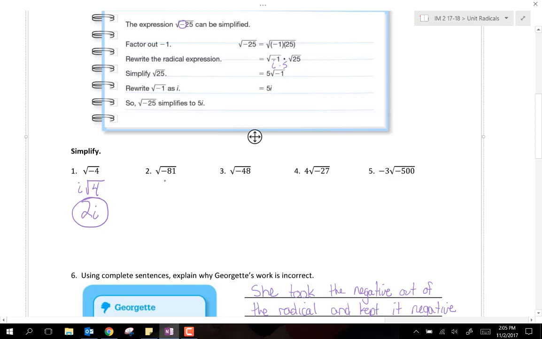Same type of thing for 81. We take out the negative as an i, and the square root of 81 we know is 9. Now 48 isn't a perfect square, so we need to break it down.